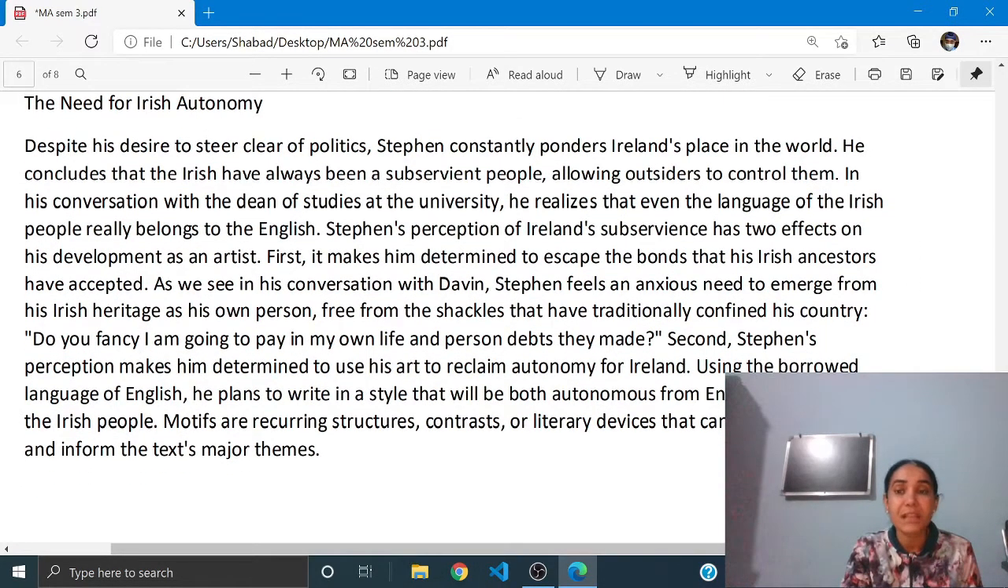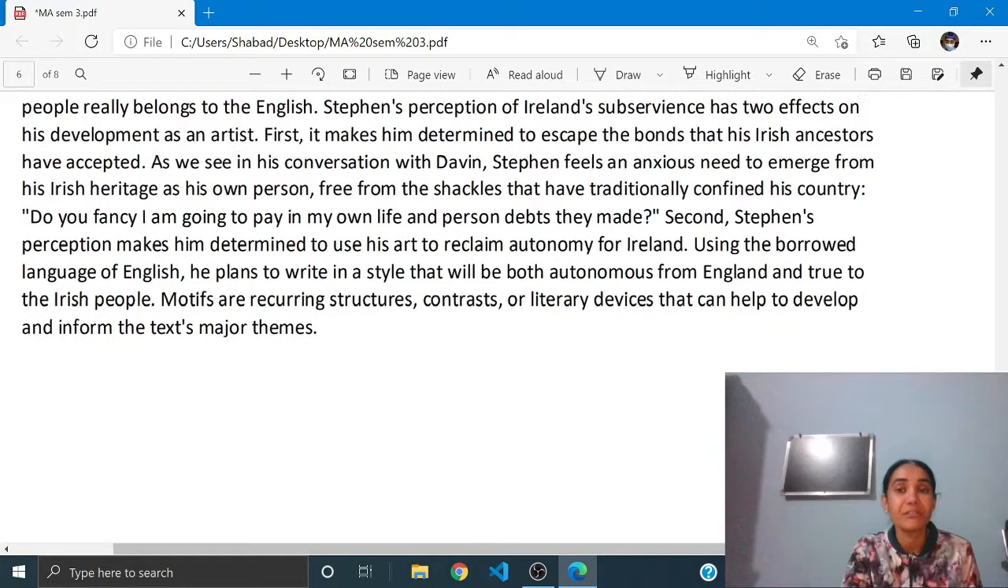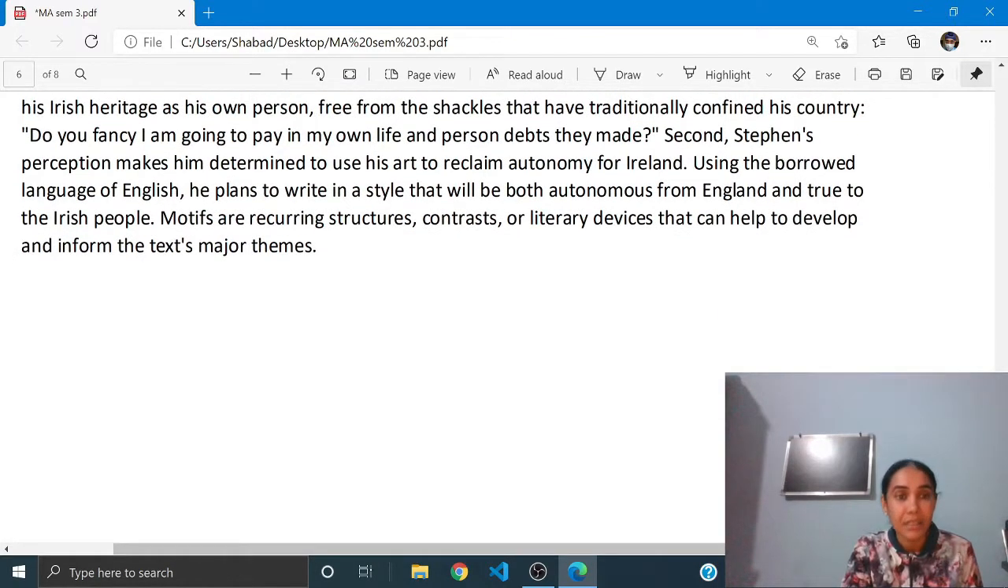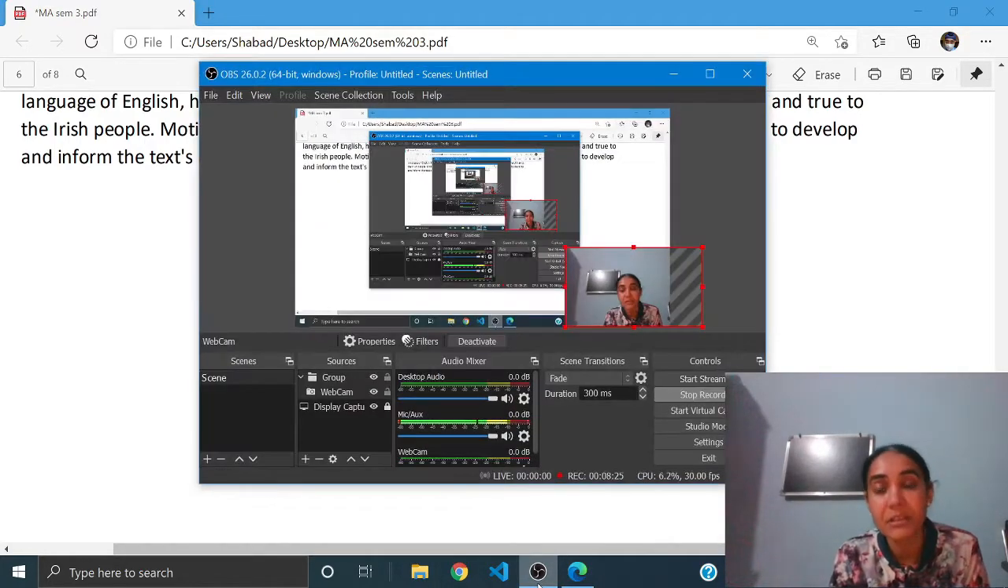Motifs are recurring structures, contrasts, or literary devices that can help to develop and inform the text's major themes. So these are the different themes that have been developed, that have been talked about in this text.